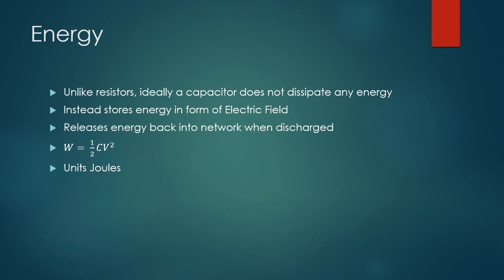So unlike resistors, a capacitor does not dissipate any energy, and it will instead store that energy in the form of an electric field. And then when the capacitor is finished charging and goes to discharge, it will release that energy back into the network. The formula is W equals half CV squared, with units of joules.